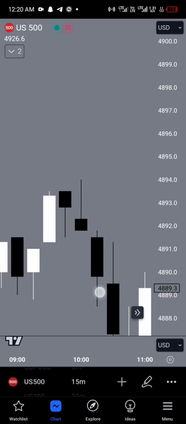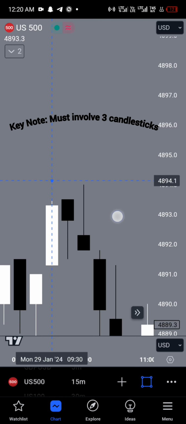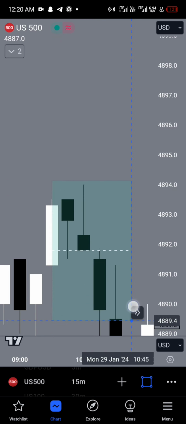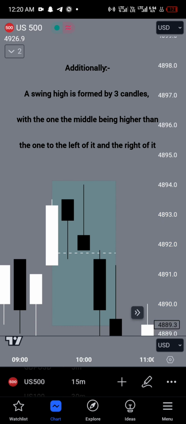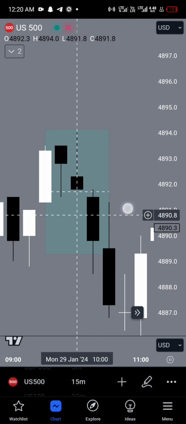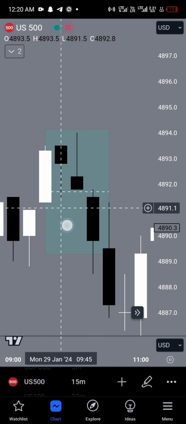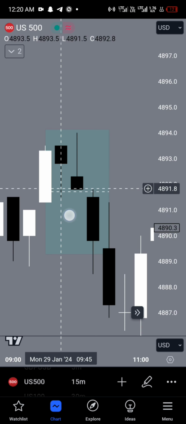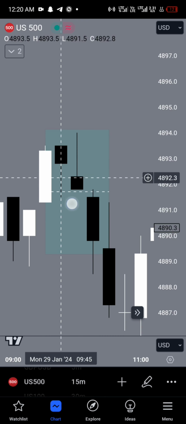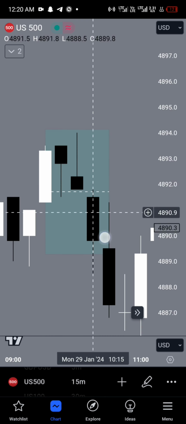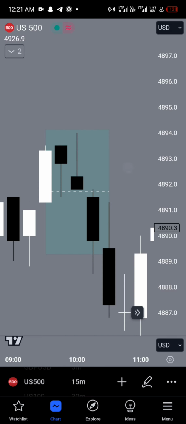If you look over here, let me use boxes to do this. So over here, we have a swing high inside of this box. Why? If you look to the left here, this candle has a lower high. This candle here has a higher high than this one. Then the third one over here has a lower high. So this here is a swing high. Let's look at another example for swing high.